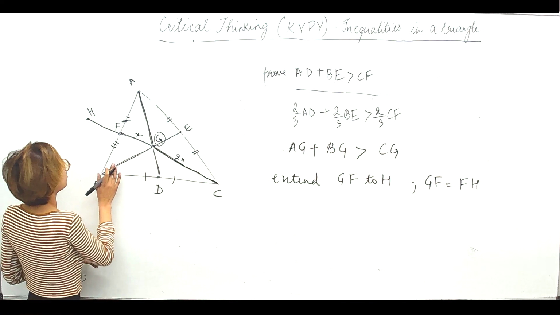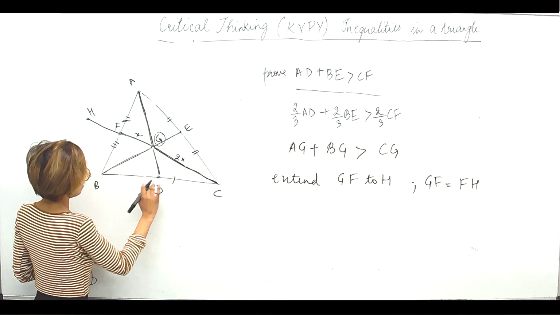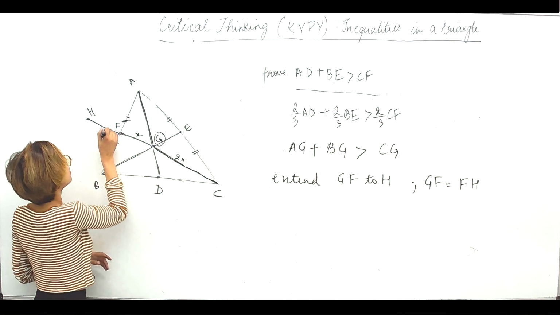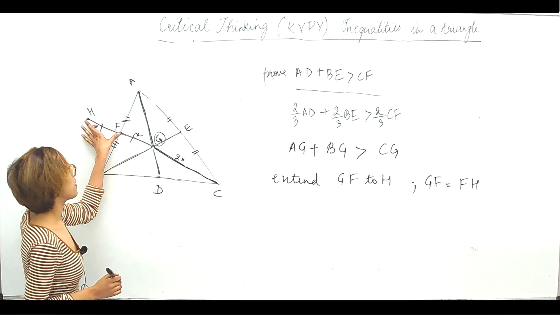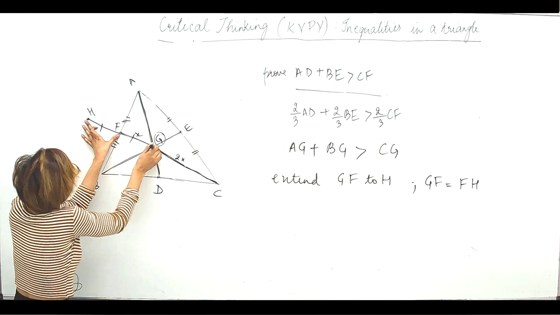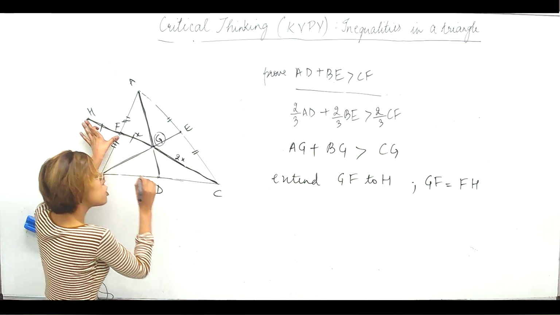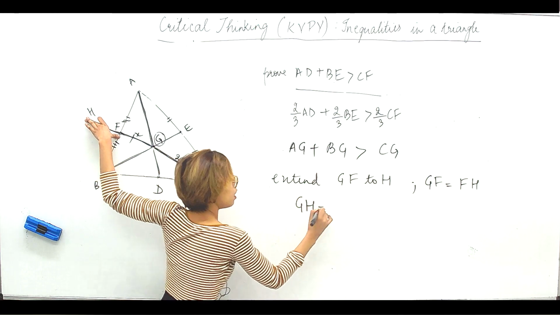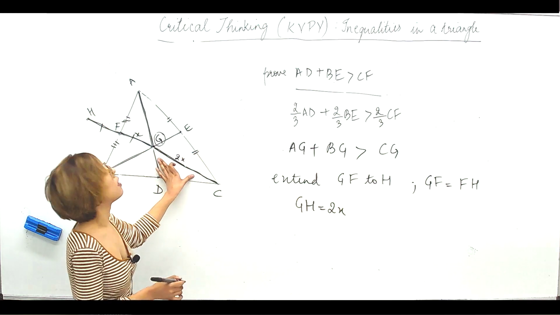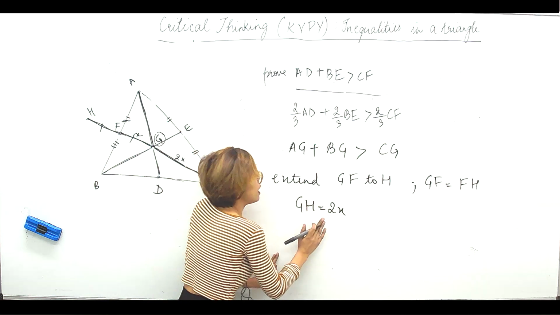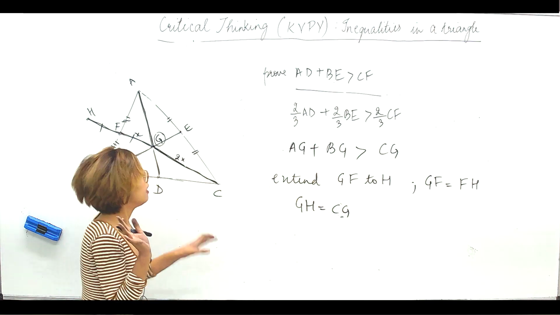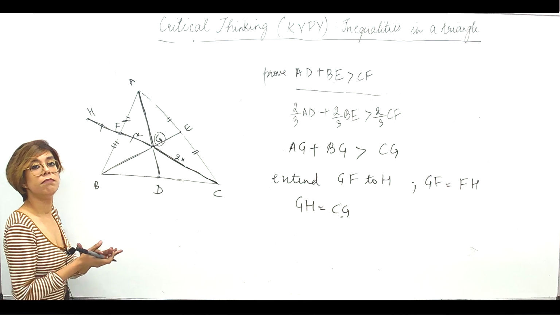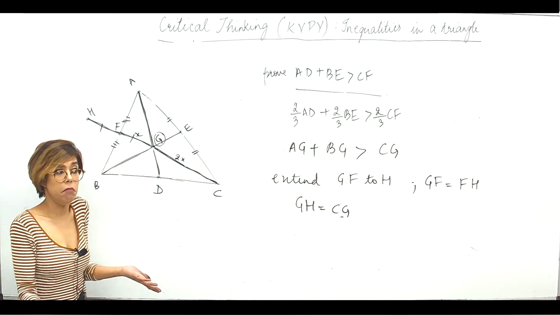I have used too much notation, so let me remove this so that I can use it here. This is equal to this. Why? Because if this is x, this is also x. That means this length GH becomes 2x. What was 2x? CG? Yes, so basically GH becomes equal to CG. I translated it: it was here, and I made it here. Maybe there is a benefit.